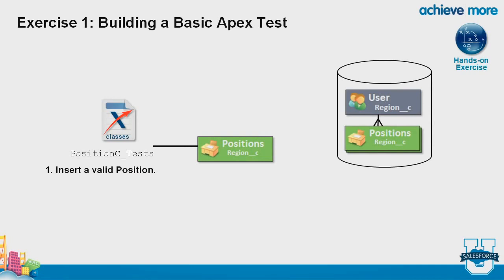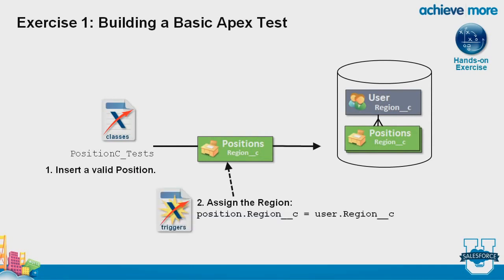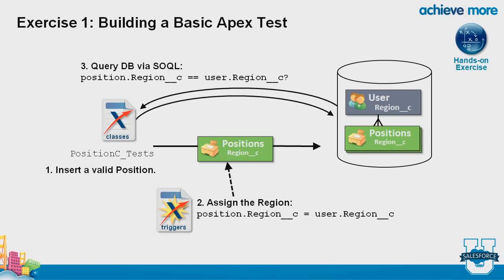All right. So in the exercise, we already have that code working. We're not going to worry about the code. I'll give you the code. It's part of the org that you already have. What we're going to do is write the test for that. So remember, we're going to split a test method in 3. In the initialization, we insert the valid position. In the testing, we assign the user's region to the position's region. And then we do a query to validate that it actually worked and that the position's region is the same as the user's region.